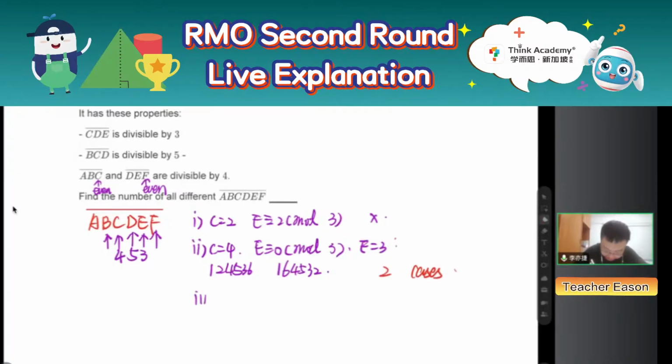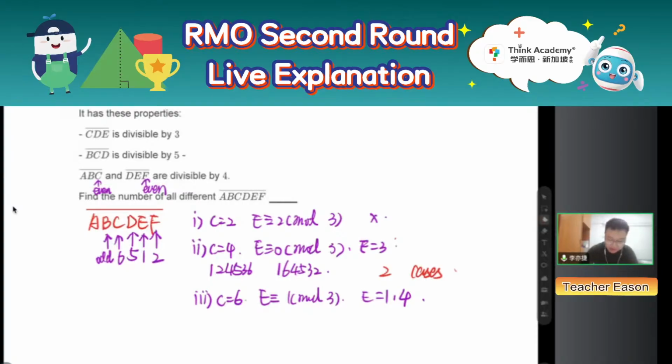So the third case, what if C equals 6? Then in this case, B must be odd. Right? B must be odd. And then E would have remainder 1 when divided by 3. So now E could be 1 or 4. But try 1 first. So if E is 1, then in this case F can only be 2. F can only be 2.